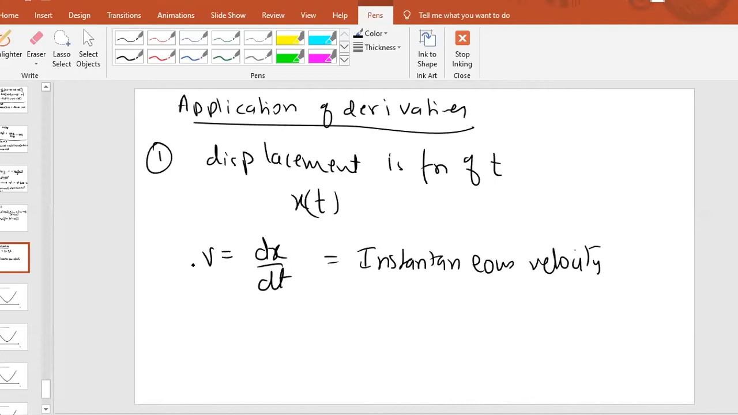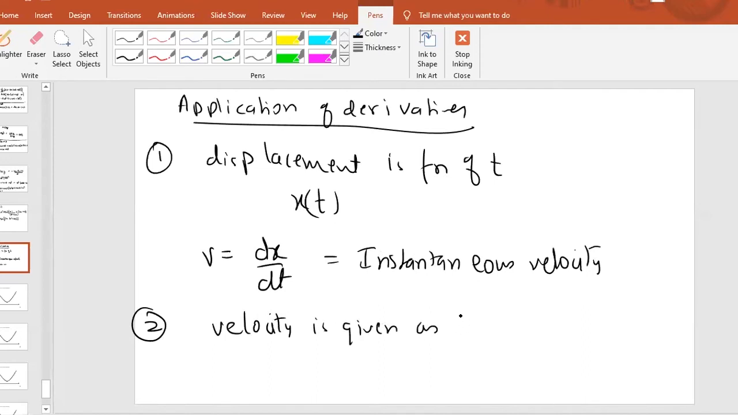So we can find the velocity by differentiating x with respect to t, where x is the displacement as a function of time t. That is how we can find the instantaneous velocity. That is one of the applications of derivative.